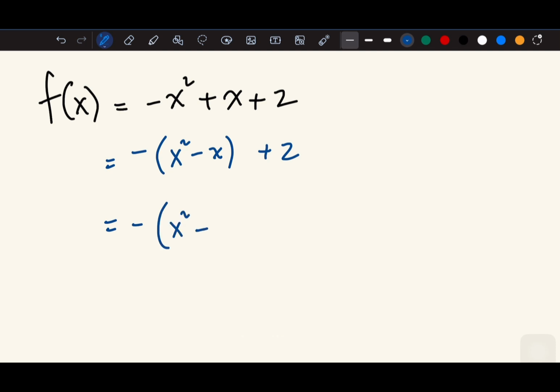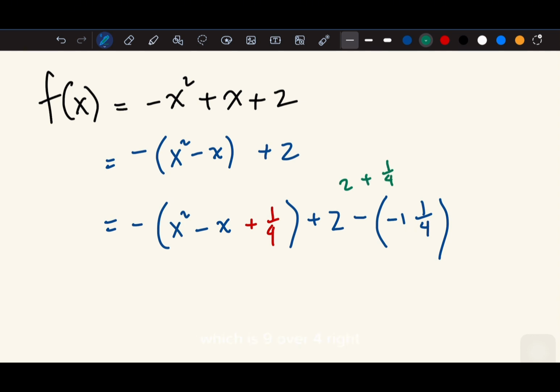and we get, so divide by 2 and then squared. So 1 over 2 squared is 1 over 4. So plus 1 over 4. Then we need also to minus. Remember, minus plus, so it should be minus 1 over 4, which becomes plus, right? So let me just write minus 1 and 1 over 4, okay, to make it clear. So we are going to plus. So this is actually 2 plus 1 over 4, which is 9 over 4, right? So we get x minus half squared plus 9 over 4.